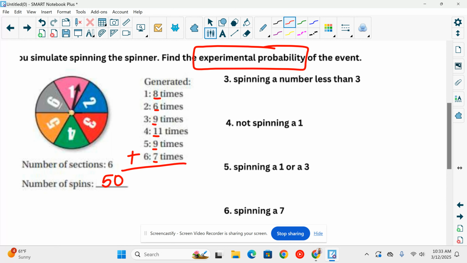So number 3, it says we want to know the probability of spinning less than 3. All right? There's 2 different numbers, right? 2 and 1. Well, how many times did I spin a 1? 8. How many times did I spin a 2? 6 times. Out of how many total spins? 50. 14 over 50. So my probability is 14 over 50. Convert it to a percent, but do not shout it out.